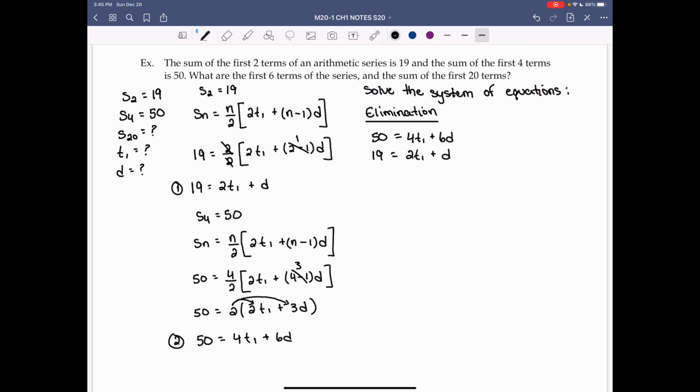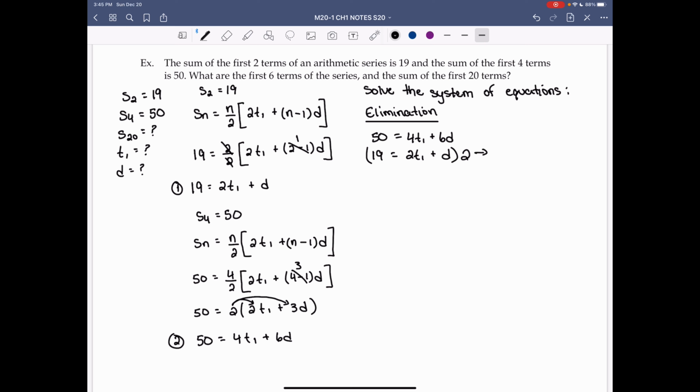I want to have the same amount of one of my variables. So typically this means multiplying one or both equations by values so that one of our variables has the same amount. I have 4t1 and 2t1. If I times this equation by 2, I'd get 4t1. Or for my d's, I have 6d and 1d. So if I times this equation by 6, I would get 6d. Either one of those will work. I'm going to times this equation by 2 to get the same number of t1s.